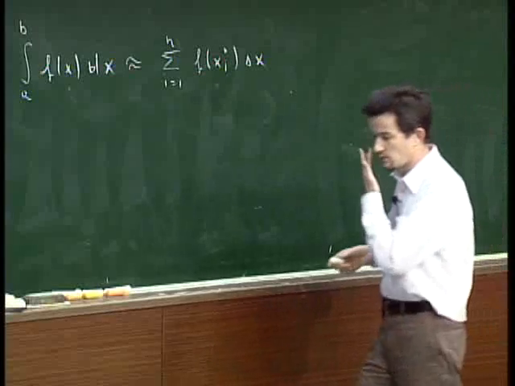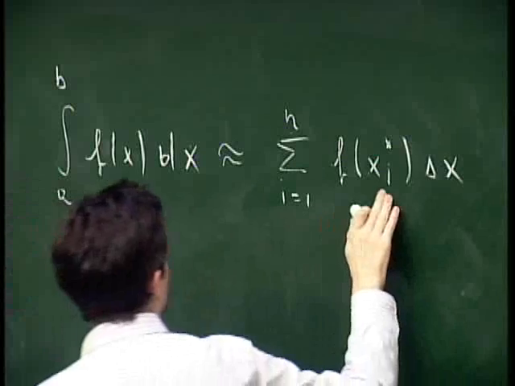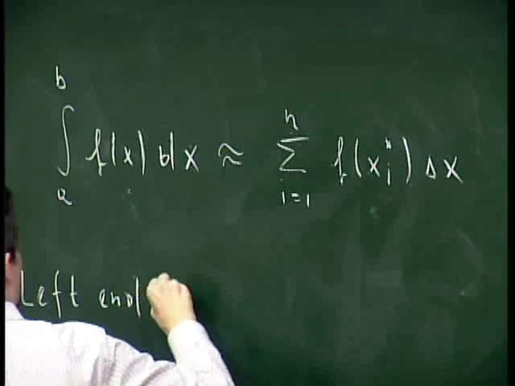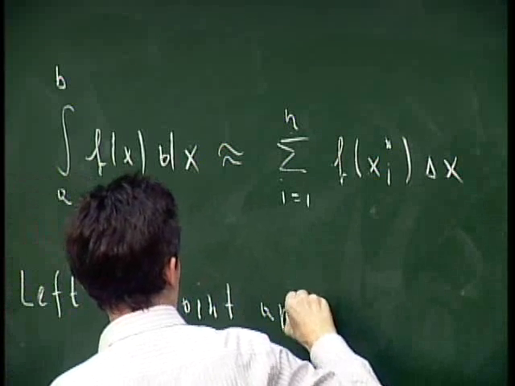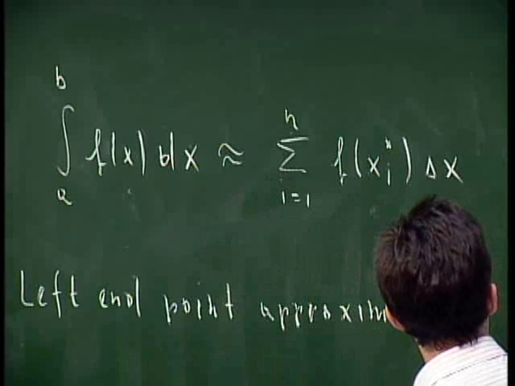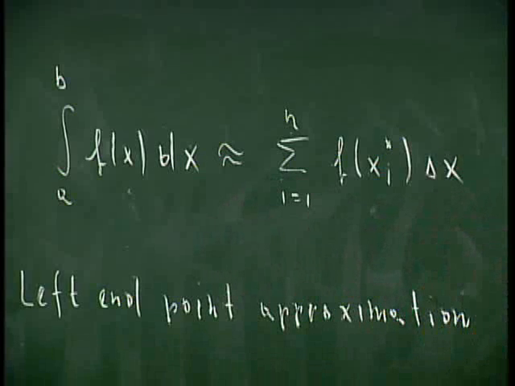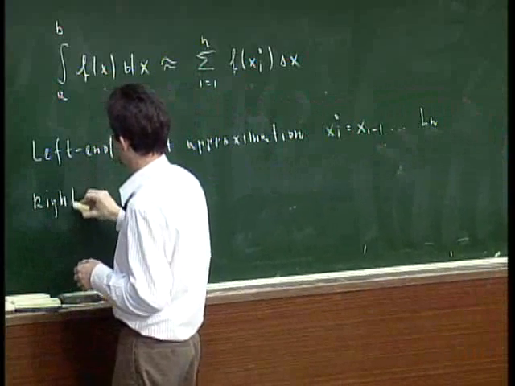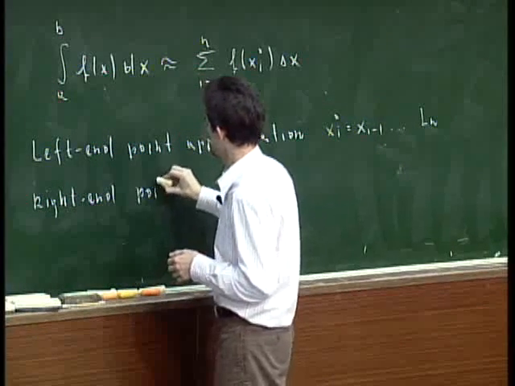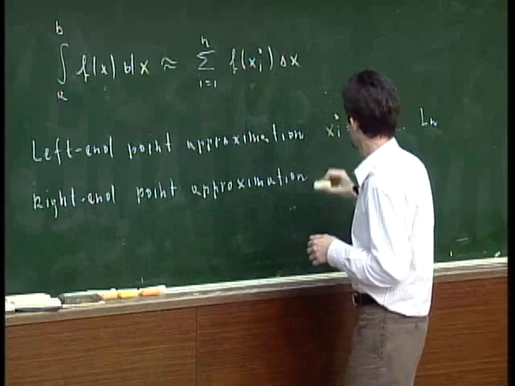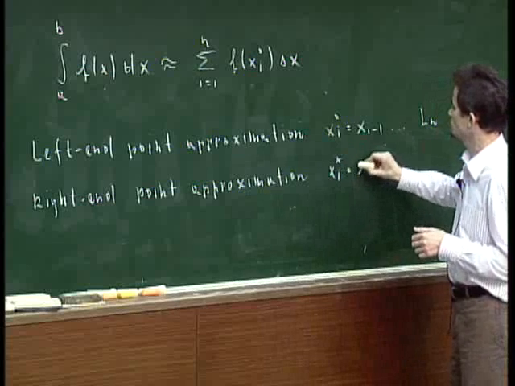We saw already that possible choices are to choose the left endpoints of every interval, which is called the left endpoint approximation. So here you choose the sample points xi as the left endpoint of the interval. In our textbook, this will be denoted by Ln, the left endpoint approximation. Now, there is also the right endpoint approximation, where you choose as the sample point the right endpoint.